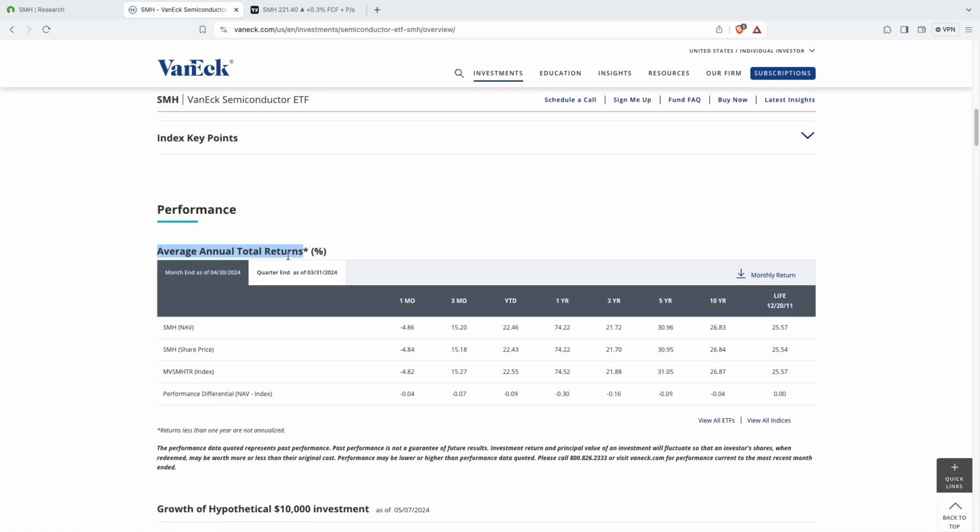Looking at the average annual total returns for the SMH ETF, over here this ETF has produced roughly 25% annual returns since inception. And next to that, the 10-year is roughly 26% annual returns. And then year over year is up almost 74%, which is absolutely insane for an ETF.